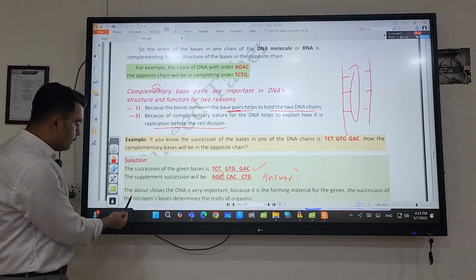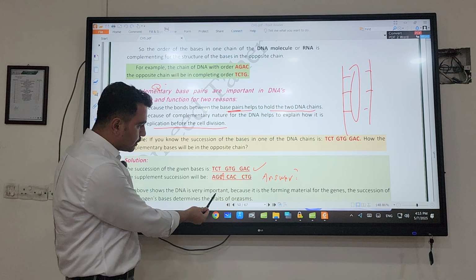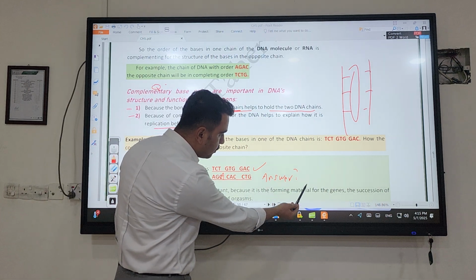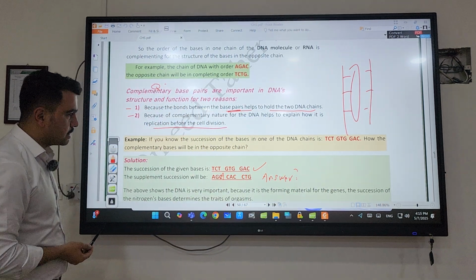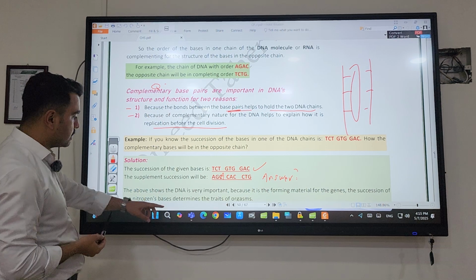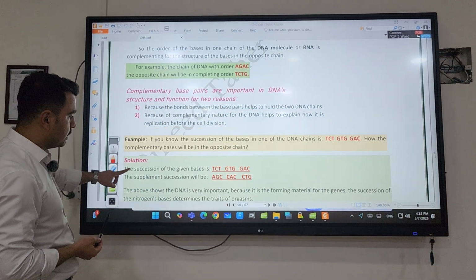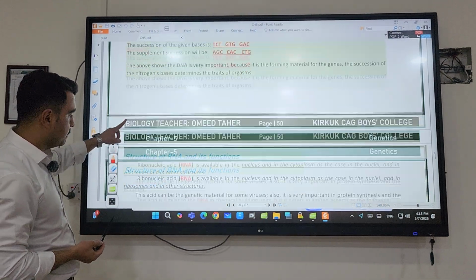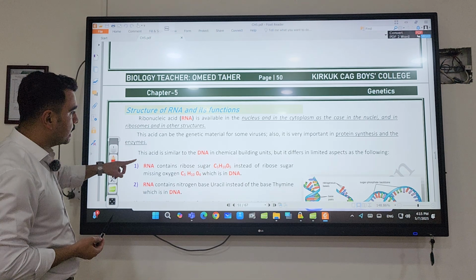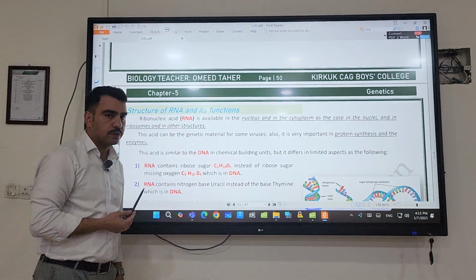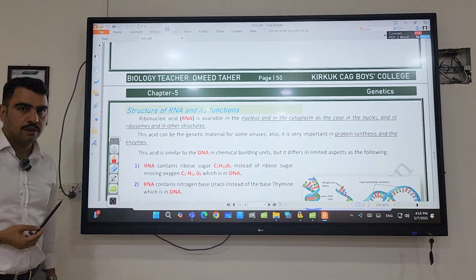And the above shows DNA is very important because it is the forming material of genes, and the succession of the nitrogenous bases determines the traits of the organism. So for the next lesson, I'm going to explain the structure of RNA. Thanks so much.